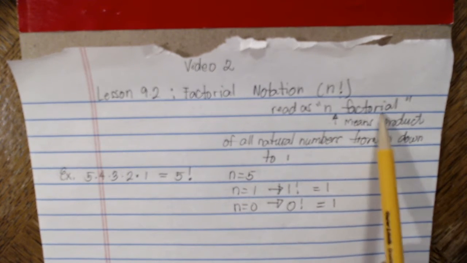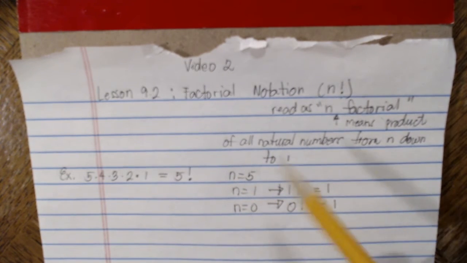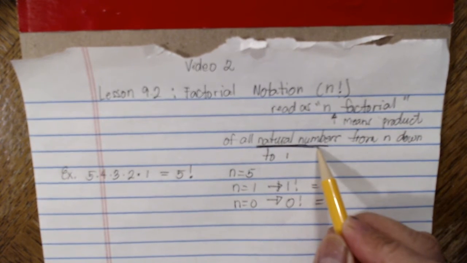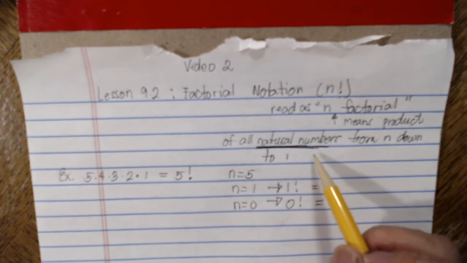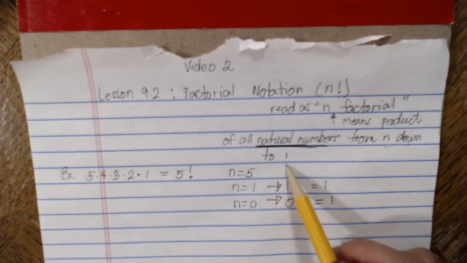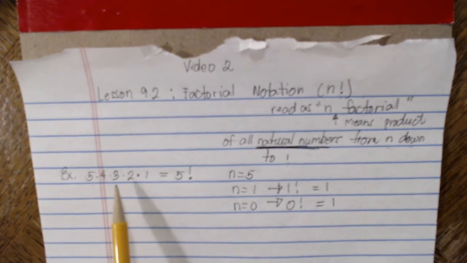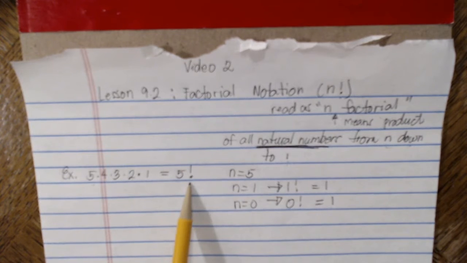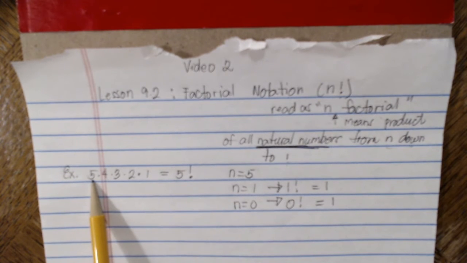It came from the word factor. It means the product of all natural numbers. You know what that means? It's only 1, 2, 3, 4 up to positive infinity, and only integers from n down to 1. For example, instead of writing 5 times 4 times 3 times 2 times 1, you can say 5 factorial. It means your n is 5, so you multiply from n, which is 5, down to 1.